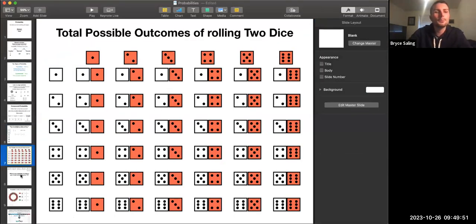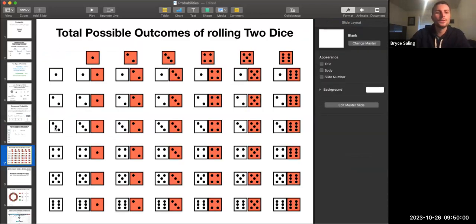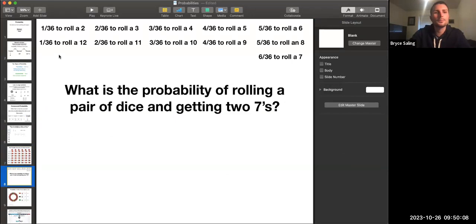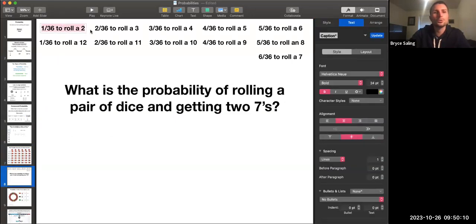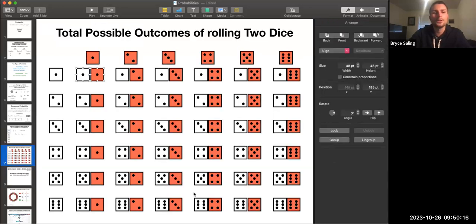What is the probability of rolling a pair of dice and getting 2 sevens? So again, if you have 2 dice, let's say you've got the white and the red, this is all the possible outcomes. This is a frequency table of what you could get. It's broken up here, so there's a 1 in 36 to roll a 2, 2 in 36 to roll a 3. So again, for a 2, you can only have a 1 and a 1. For a 12, you can only have a 6 and a 6.